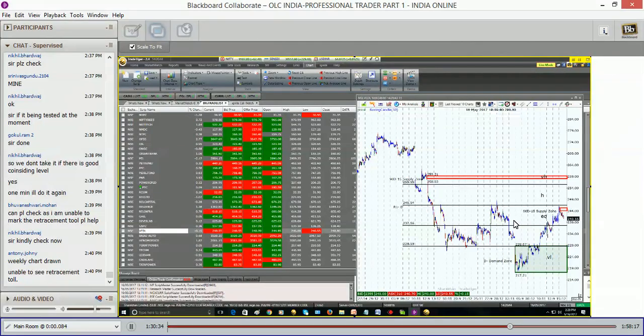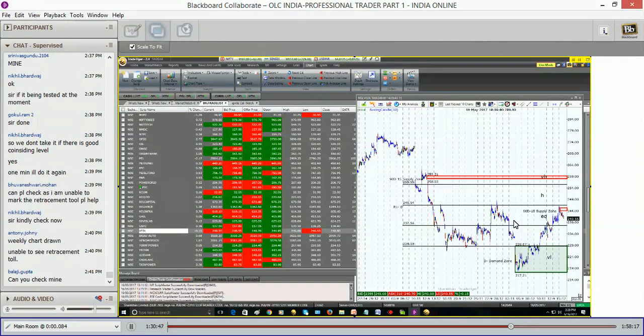Retracement, Anthony, is the blue color level. This is, let me check. See under tools, Anthony. You see the tools bar? See under tools. I think it should be there. Yeah. There you go. Now go ahead and do it.